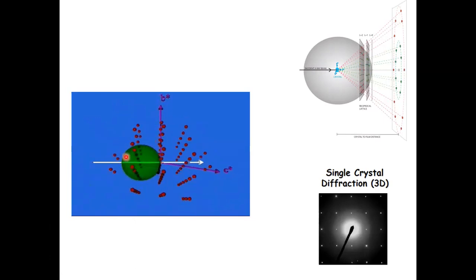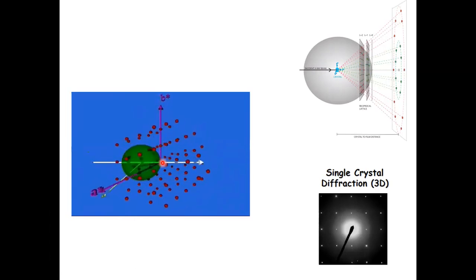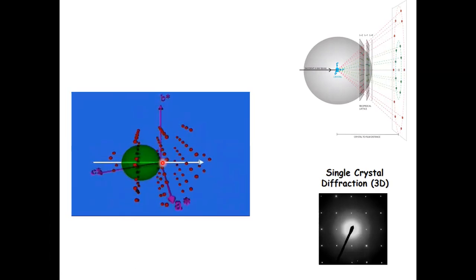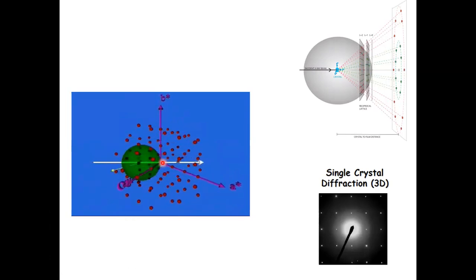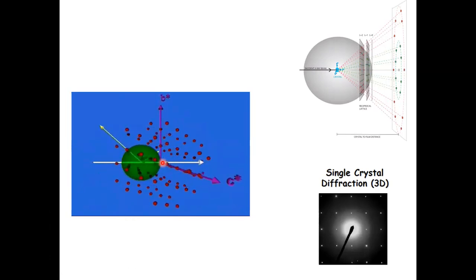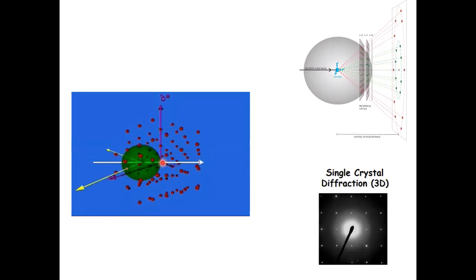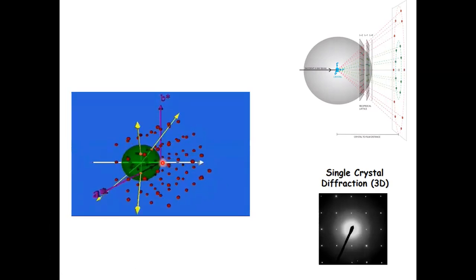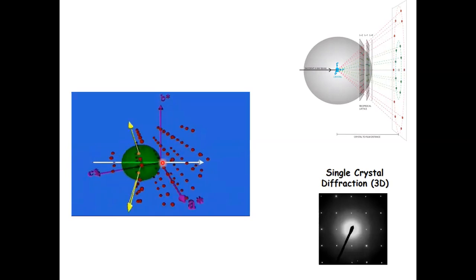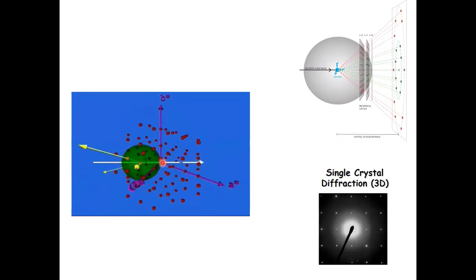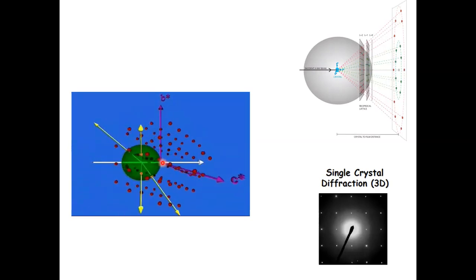So this is actually what we do in a single crystal X-ray diffraction experiment. We move the lattice points in the reciprocal space so that they become lying on the surface of the Ewald sphere so that we can measure their intensity. Because the measurement of the intensity will be necessary in order to determine the crystal structure.